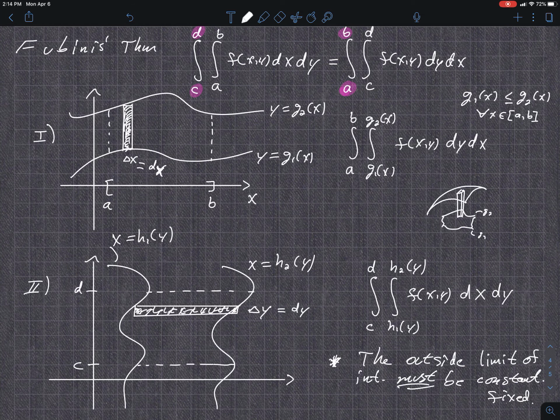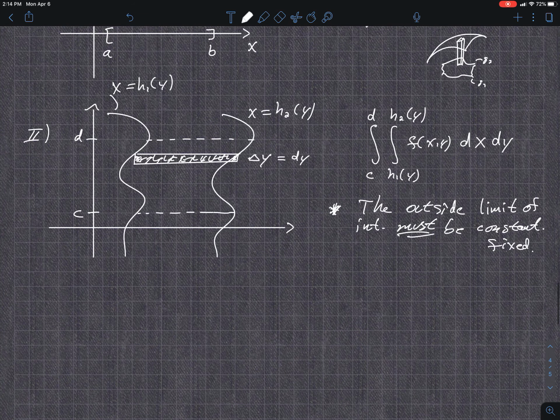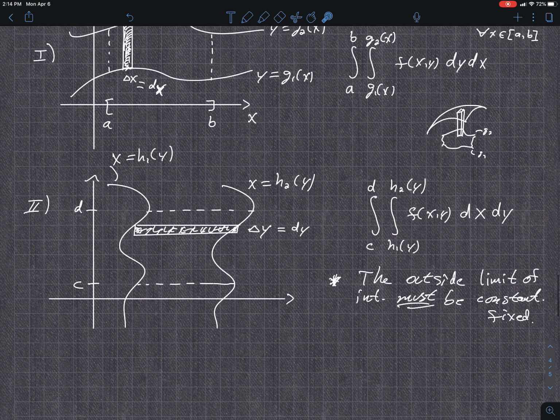What we're going to focus on is area for now. We call this the first case, g1 to g2. The second case is going the other direction, going across. We call this h1 to h2. So we're going from here to here, and then we're going to add up all these pieces all the way across from c to d. So this is what it would look like: integral from h1 to h2 and then c to d.